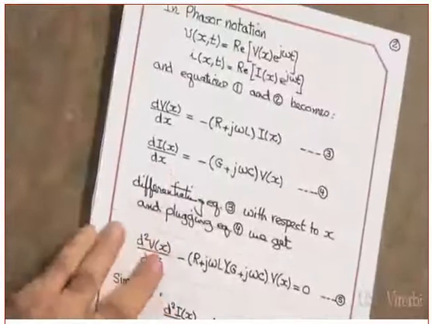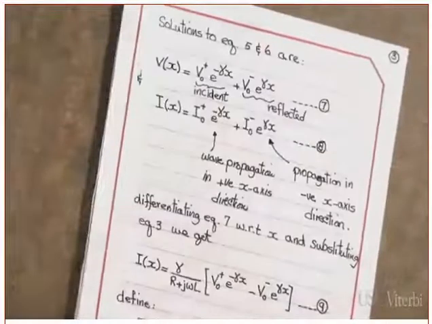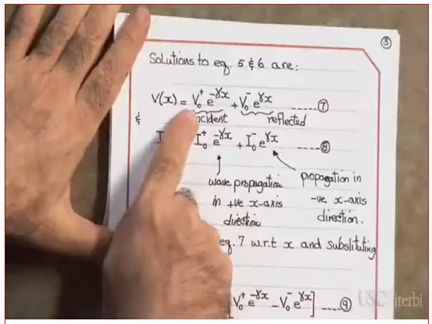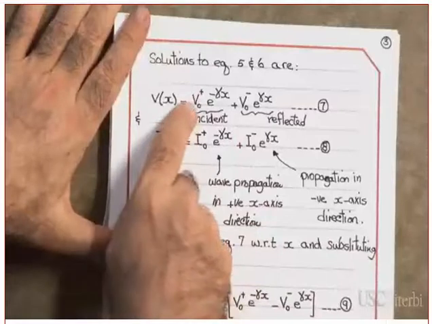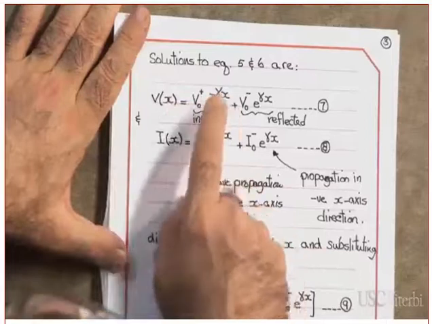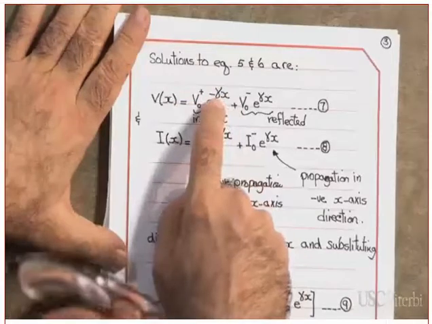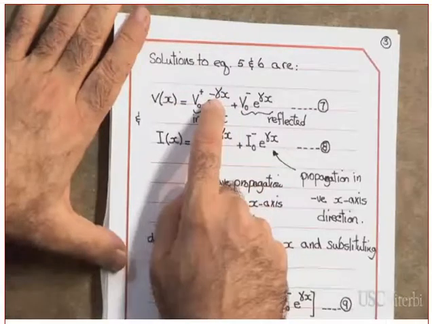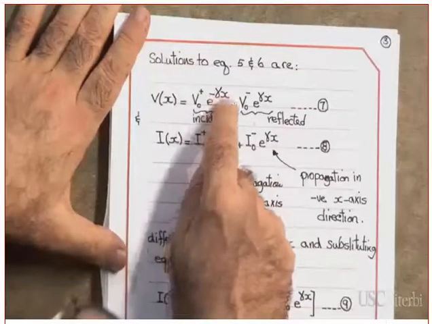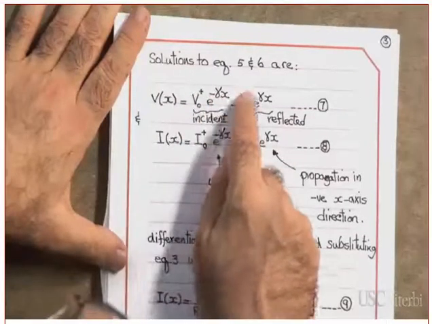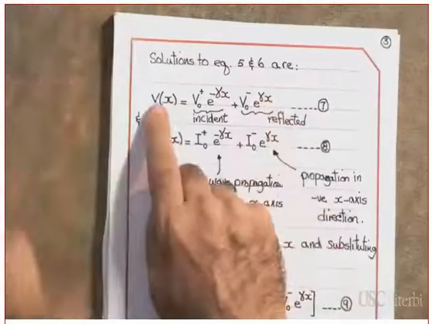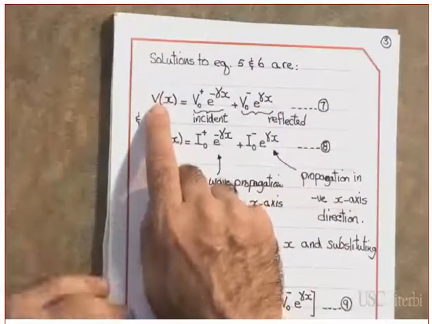Let's see the notation. Get familiar with the notation. A moment ago, what did I write as A? Here I'm going to write V0 plus e to the minus gamma x. Remember, gamma is in general complex. Yes or no? Okay. V naught plus e to the minus gamma x plus V naught minus e to the gamma x. Clear? What is this in words?